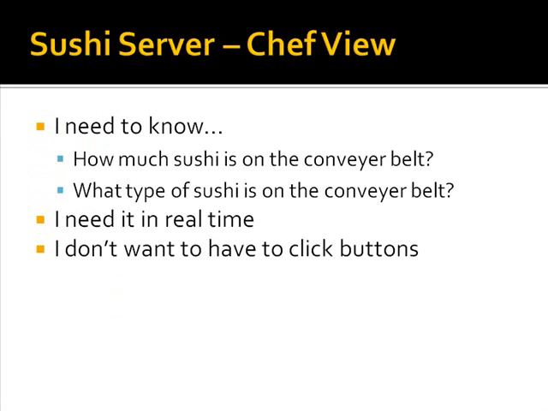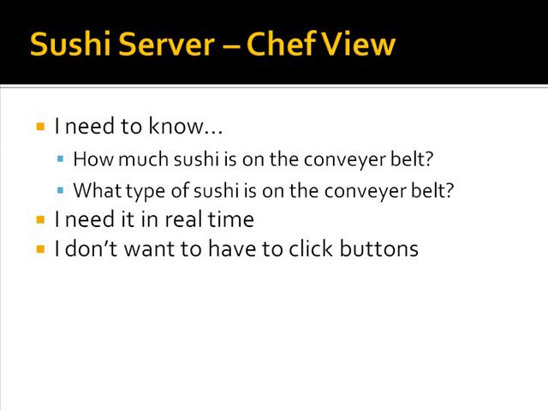What we want to do is to provide an actual view or a display to the chefs who are preparing that sushi. So we've interviewed the chefs, and what they're saying is they want to know how much sushi there is on the conveyor belt, and they also want to know what the types of sushi are on the conveyor belt, so they can actually plan which sushi they need to prepare.